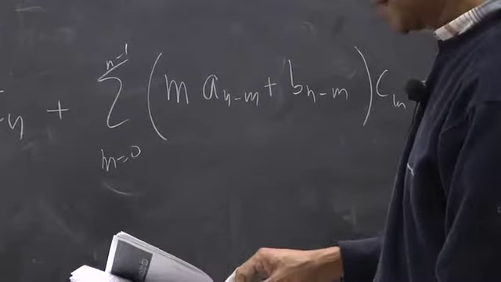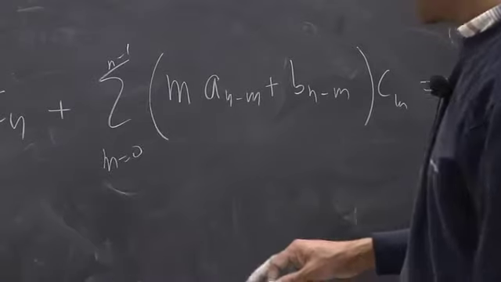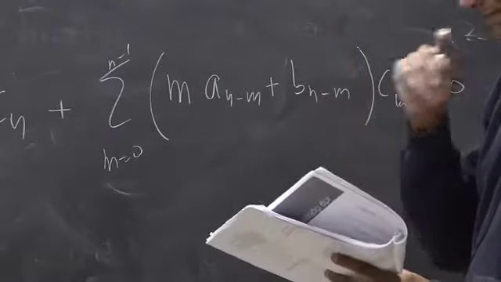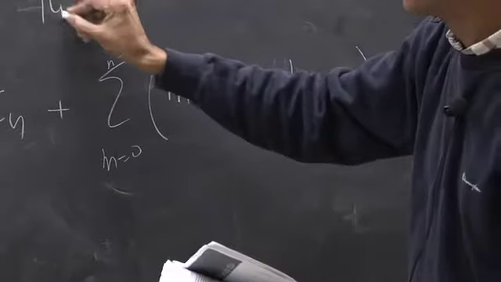Before the sum, it's a plus, right? I mean, I'm on the left hand side. If you put it on the right hand side, yeah, it will become minus. This is in 14.27.